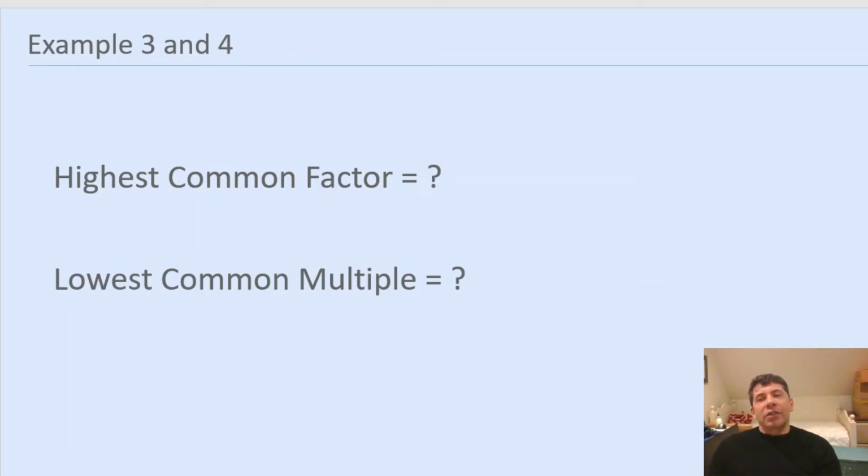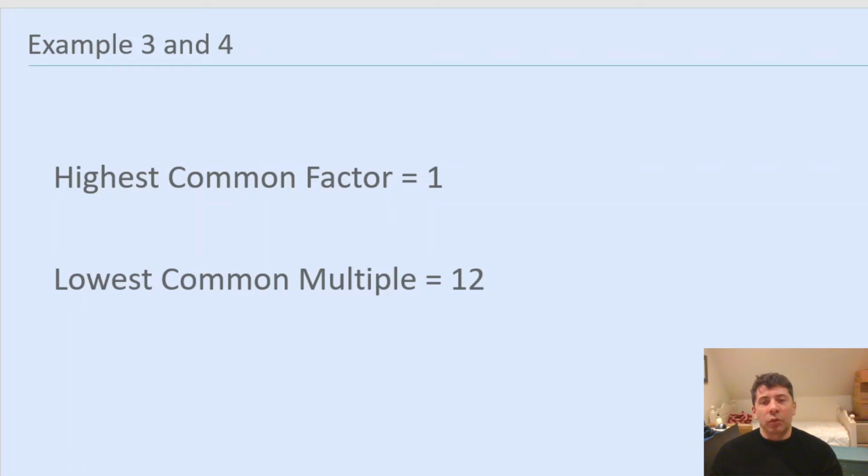So the highest common factor, so the only number that goes into 3 and 4 is 1. Because nothing else goes into both 3 and 4. So they have no other common factor. So the highest common factor is 1. The lowest common multiple is 12. And we actually get that by 3 times 4. So 3 times 4 is 12. And that gets us to the lowest common multiple.